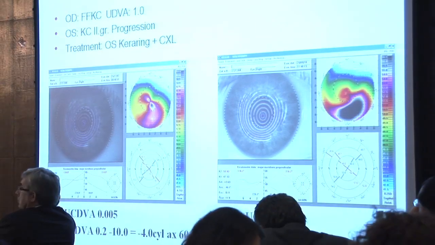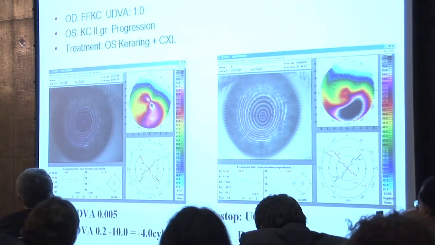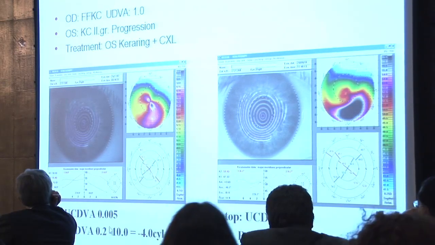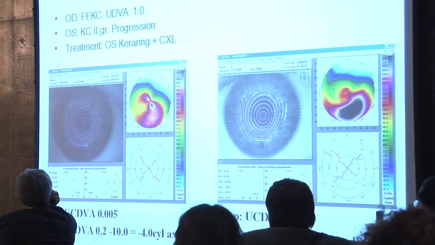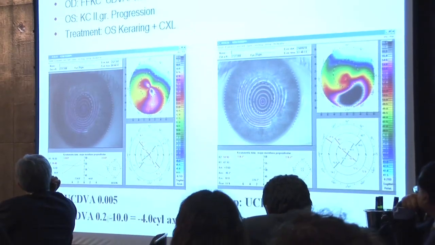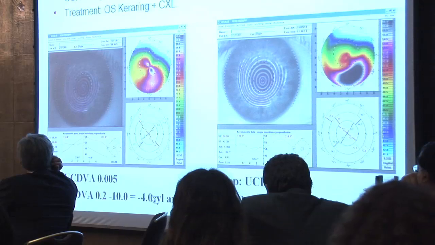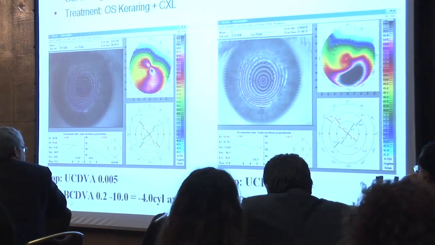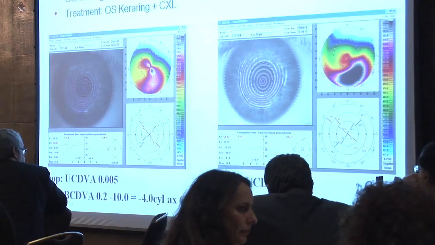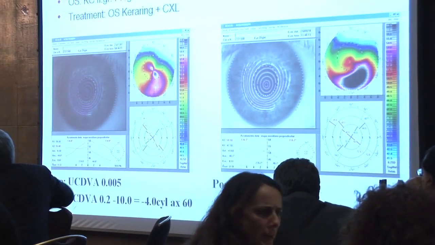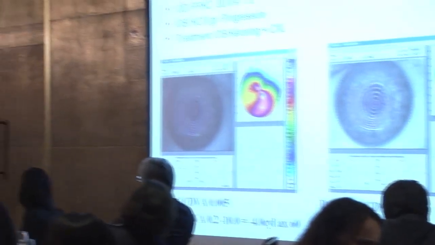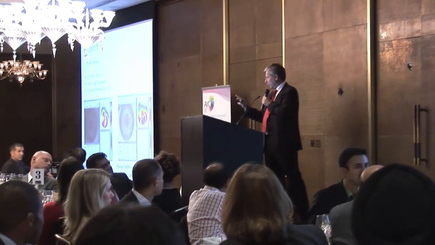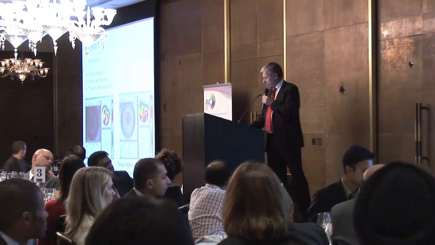And here, pre-op, you see uncorrected visual acuity is 0.005, and best corrected was 0.2 with -10 and -4 cylinder. Post-op, the uncorrected was 0.6, and best corrected 0.8 with -1 cylinder. This is actually an exceptionally good result after keratoconus. We are never promising the patient better visual acuity, but in this case it worked actually very, very well.